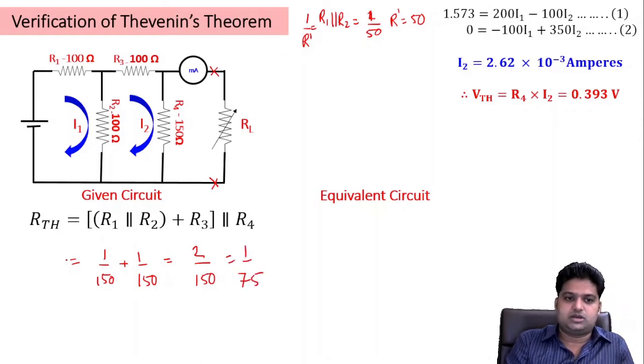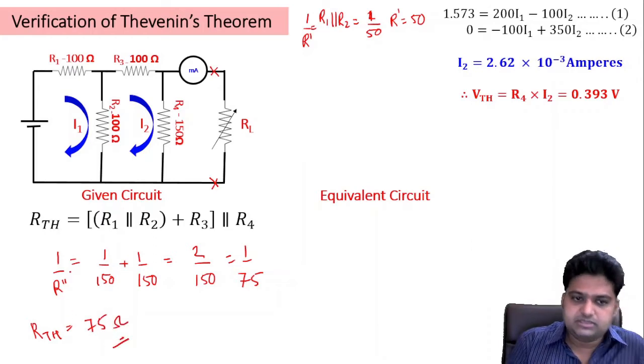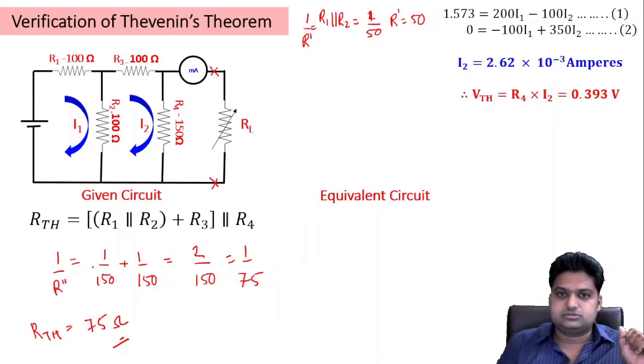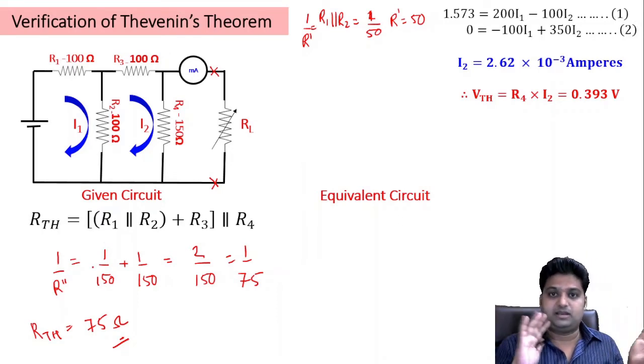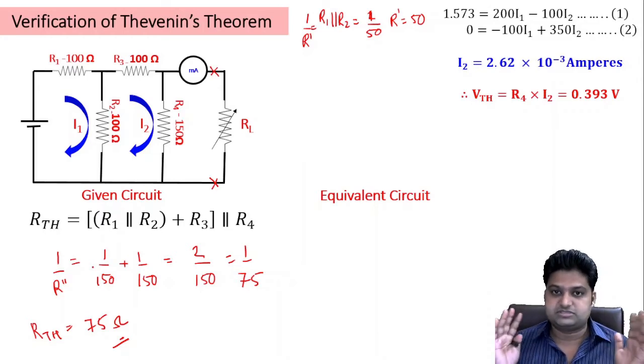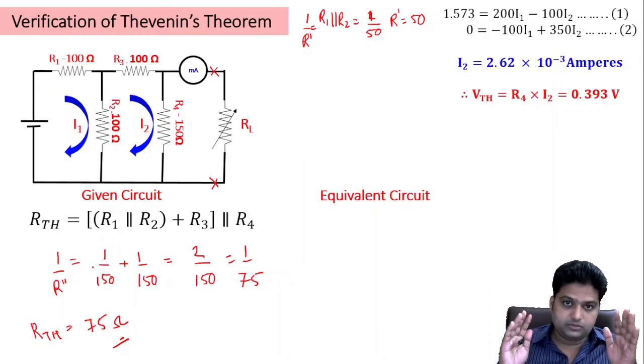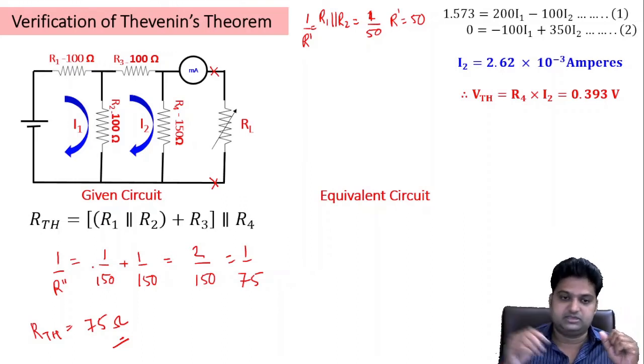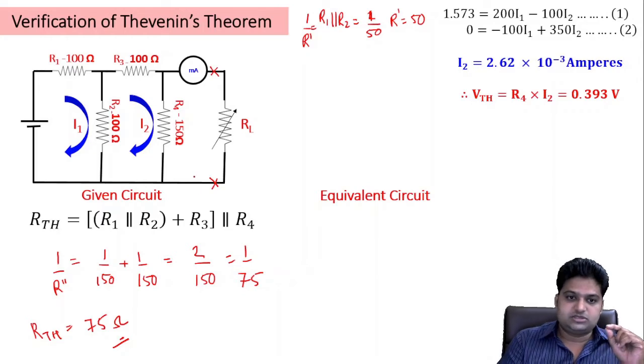Now this is still not RTH. This is 1 upon R double prime, and therefore RTH will be simply 75 ohms, correct? Simple. I think you must have done this in your schools also, how to find the resistance for parallel and series combinations. But you must have done combinations of these in your higher secondary when you were using Kirchhoff's circuit theory, network theory, how you were solving. So this is a combination of resistors.